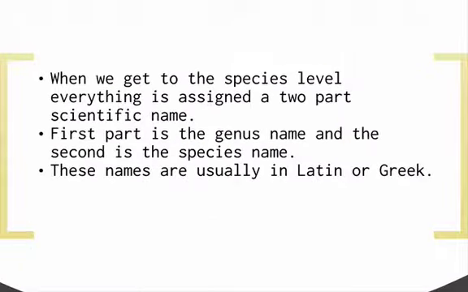Okay. When we get to the species level, everything is assigned a 2-part scientific name. The first part is always the genus name, and the second is the species name. More than one organism can have the same genus name, remember, because that's not the most specific level of classification. But only one kind of organism can have the same species name. This genus and species are usually written in Latin or Greek.